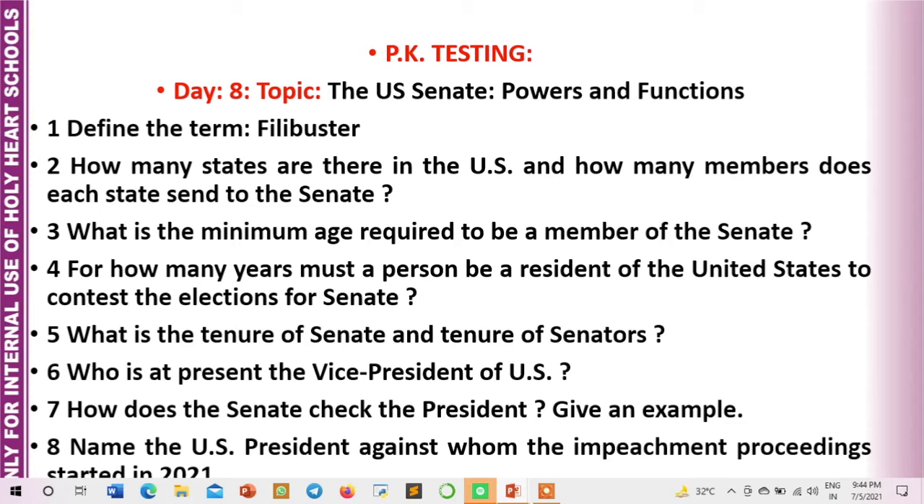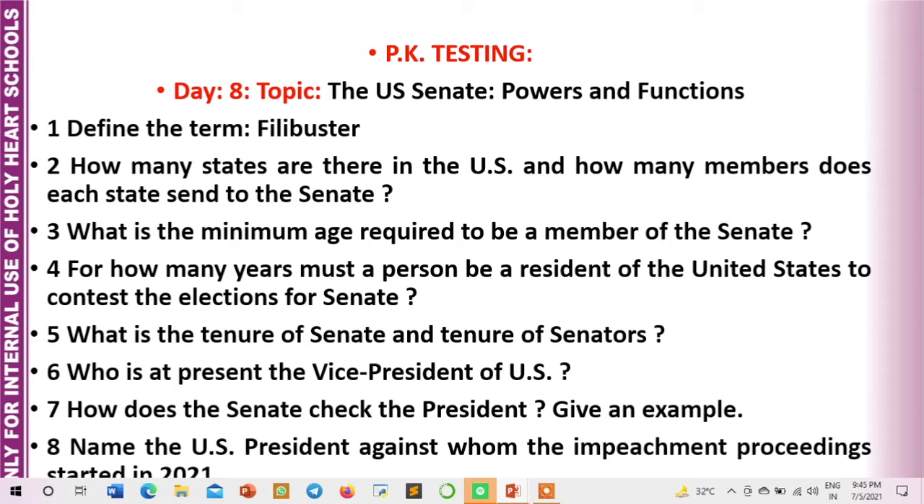Next is, what is the minimum age required to be a member of Senate? Yes, students, this we can compare with the Indian Rajya Sabha. Senate is the upper house, Rajya Sabha is also the upper house. So the minimum age required is 30 years. The next question is, for how many years must a person be a resident of United States to contest the elections for the Senate? So this I told you, he must be a resident for at least 9 years.